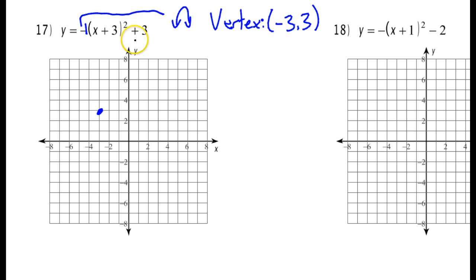What's the y-intercept? Plug in 0. What do you get? Plus 3 is 3. 3 squared is 9. Negative in front, so now it's negative 9. Negative 9 plus 3 is negative 6. And since it's 3 away from the axis of symmetry, 3 on the other side, and you're done.